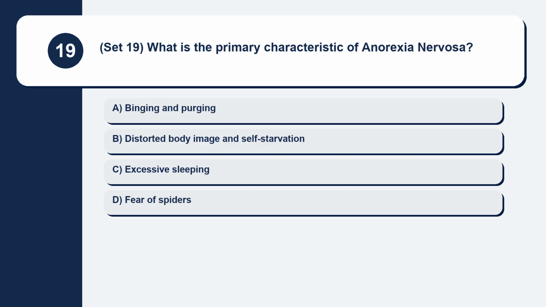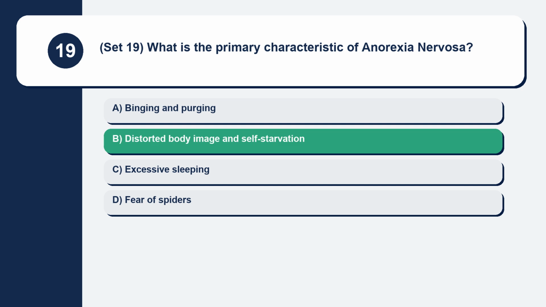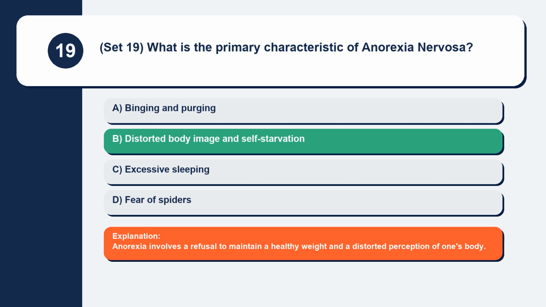Question 19. Set 19. What is the primary characteristic of anorexia nervosa? Binging and purging, distorted body image and self-starvation, excessive sleeping, fear of spiders. Anorexia involves a refusal to maintain a healthy weight and a distorted perception of one's body.